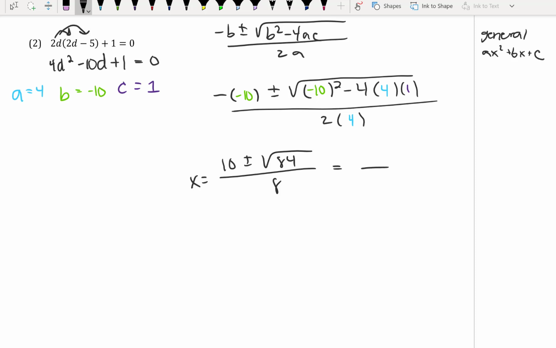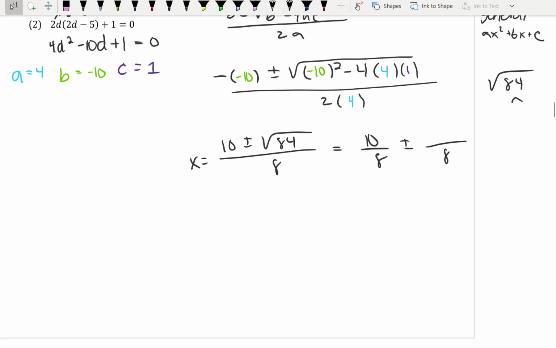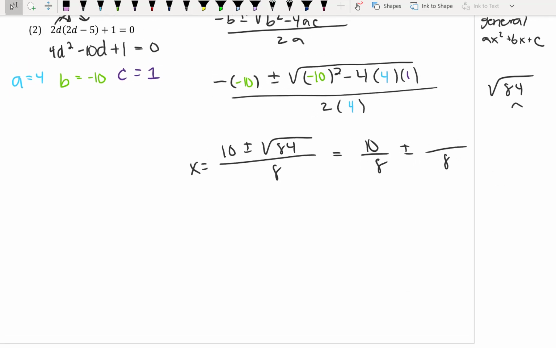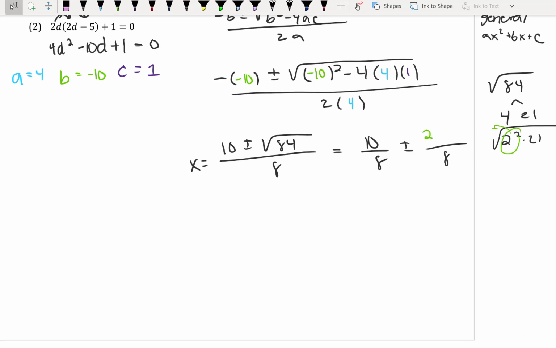So again, I can split this up. I have 8 in the denominator, and my numerator here is 10. And if I'm looking at the square root of 84, 84 divided by 4 gives me 21. So this is 2 squared times 21. So I know that this 2 is going to jump out.